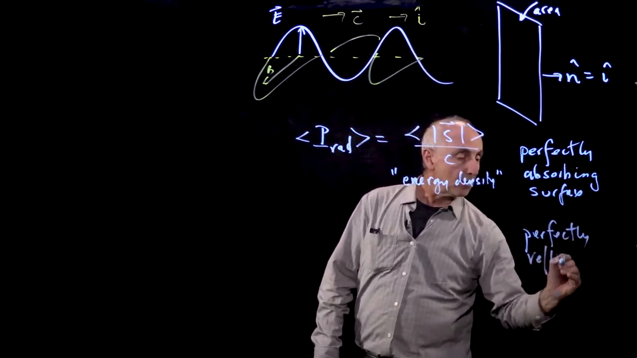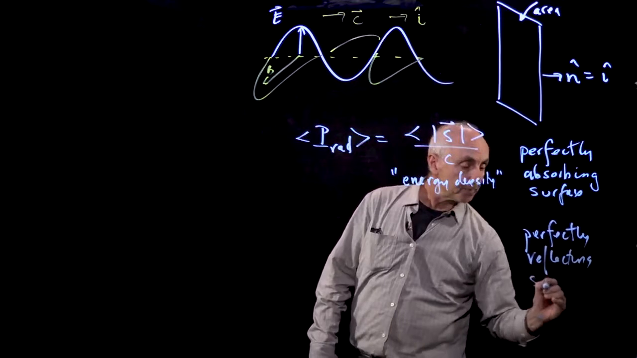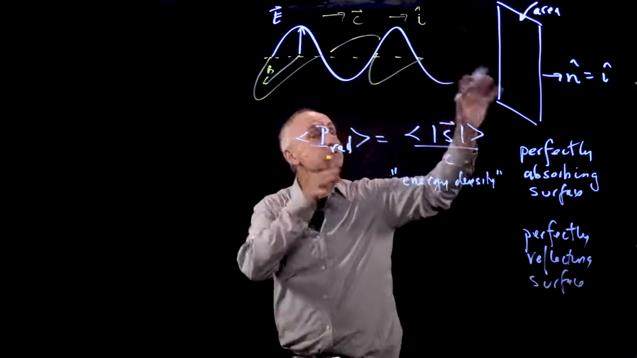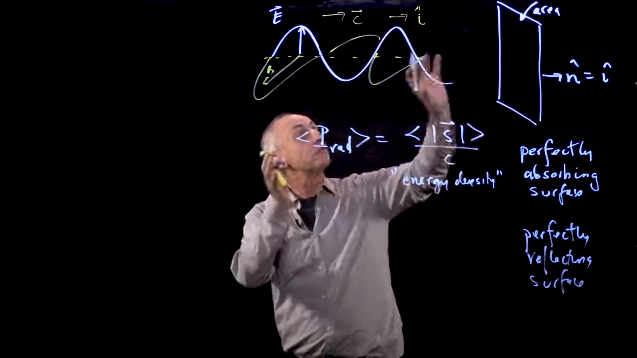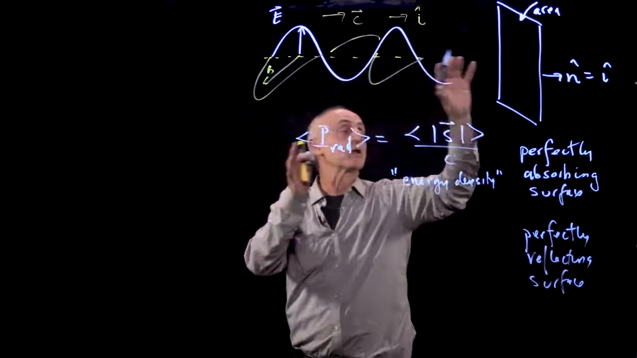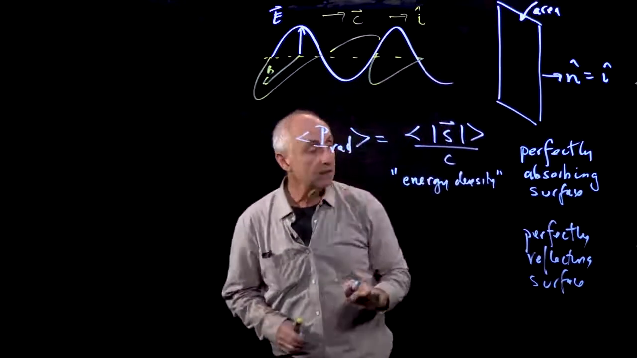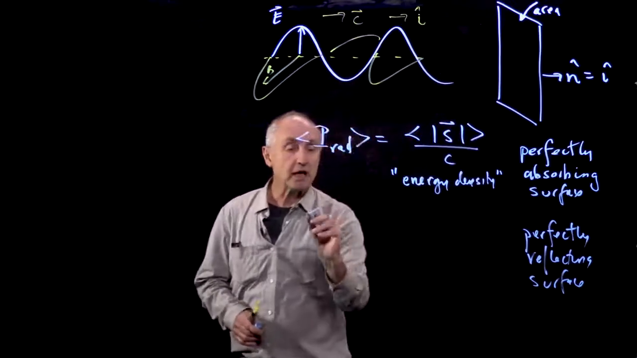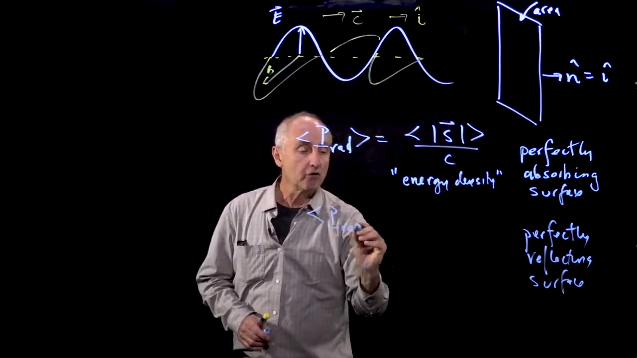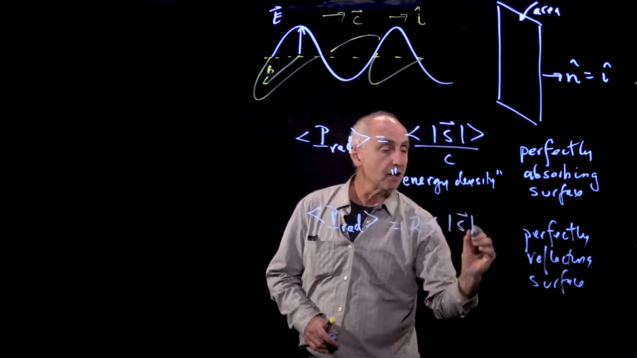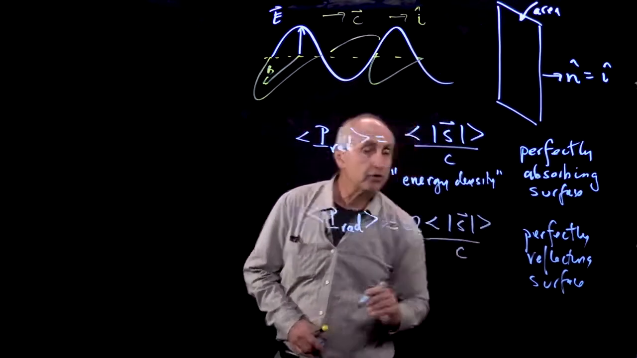Well, what happens is that the momentum transferred, the force on the surface due to the change in momentum of this electromagnetic wave as it comes in and bounces back, is now increased by a factor of 2, which means that the radiation pressure for this perfectly reflecting surface has increased by a factor of 2.